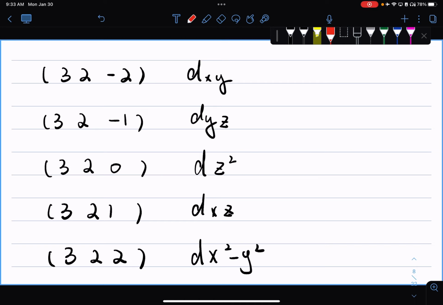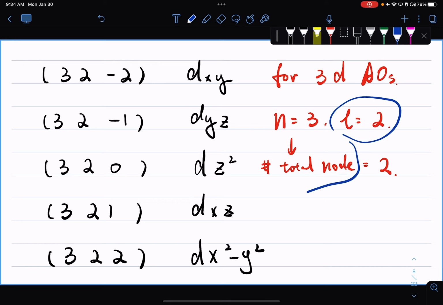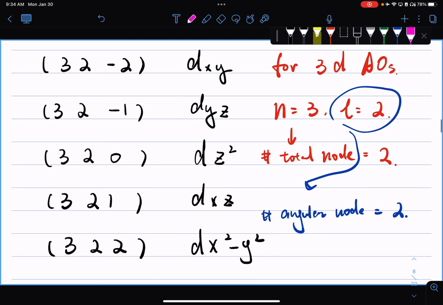What I do want you to know is that for 3d atomic orbitals, we have n equals 3 and L equals 2. This n equals 3 tells you the total number of nodes equals n minus 1, which is 2. And L equals 2 tells you the number of angular nodes equals 2. So for the 3d atomic orbitals, we have no radial nodes.